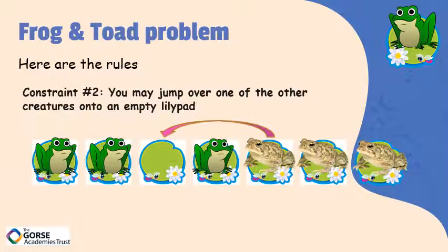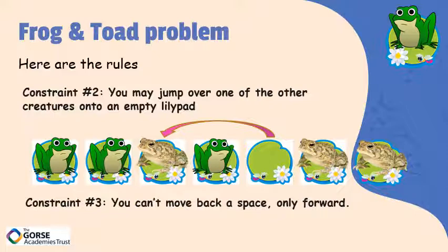Constraint 2 is that a frog can jump over one of the other frogs or toads onto an empty lily pad, but he can only jump over one as shown. And constraint 3 is that you can't move back a space, only forwards. So those are the 3 constraints to this problem.